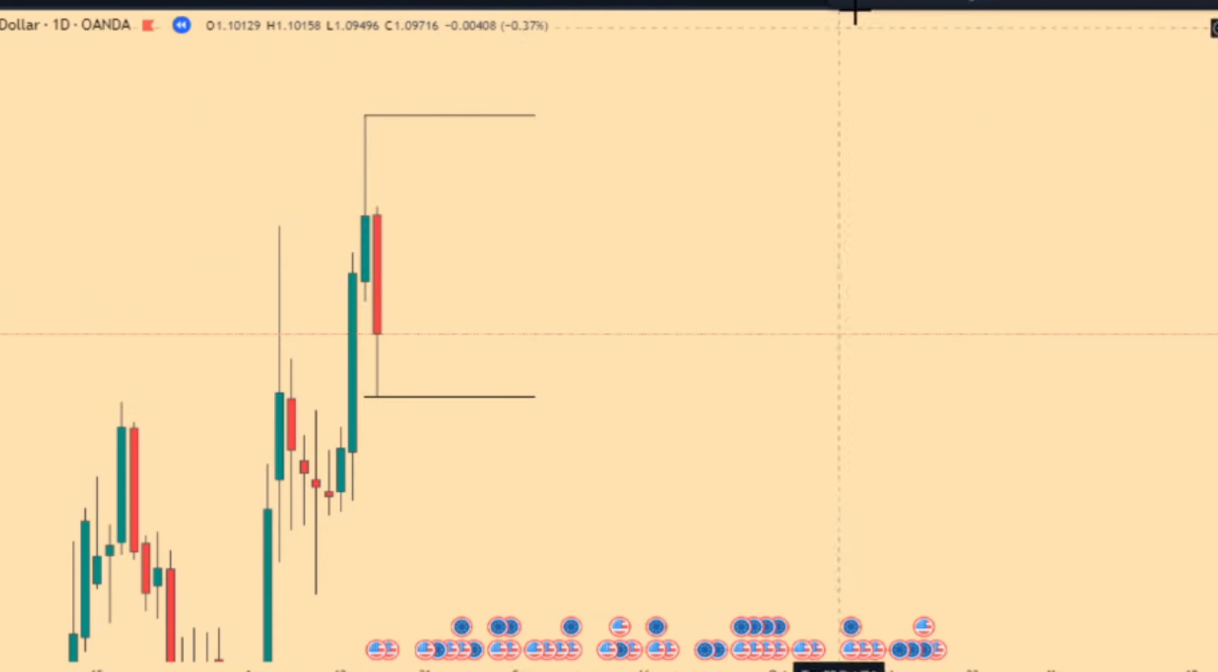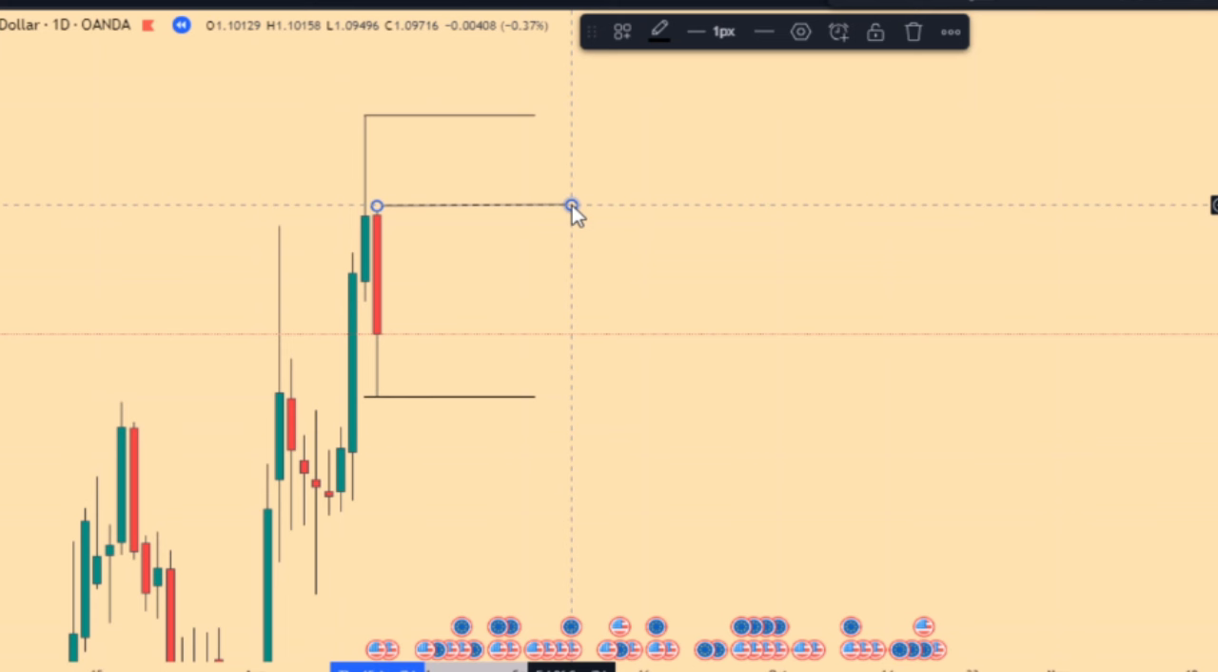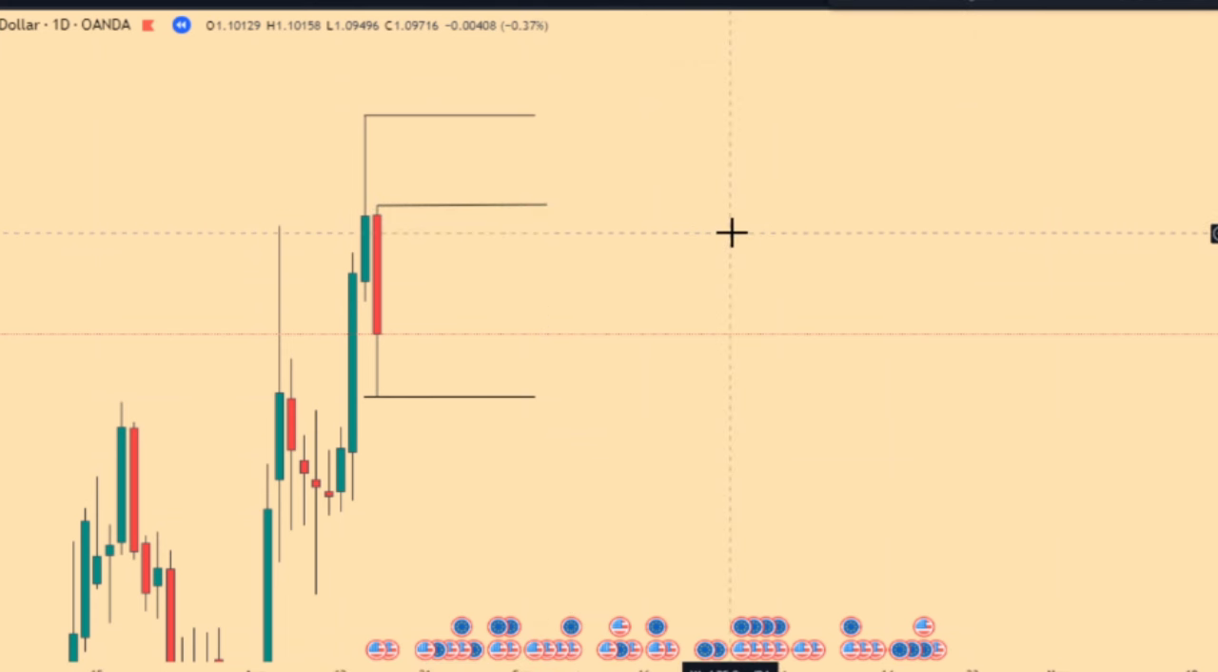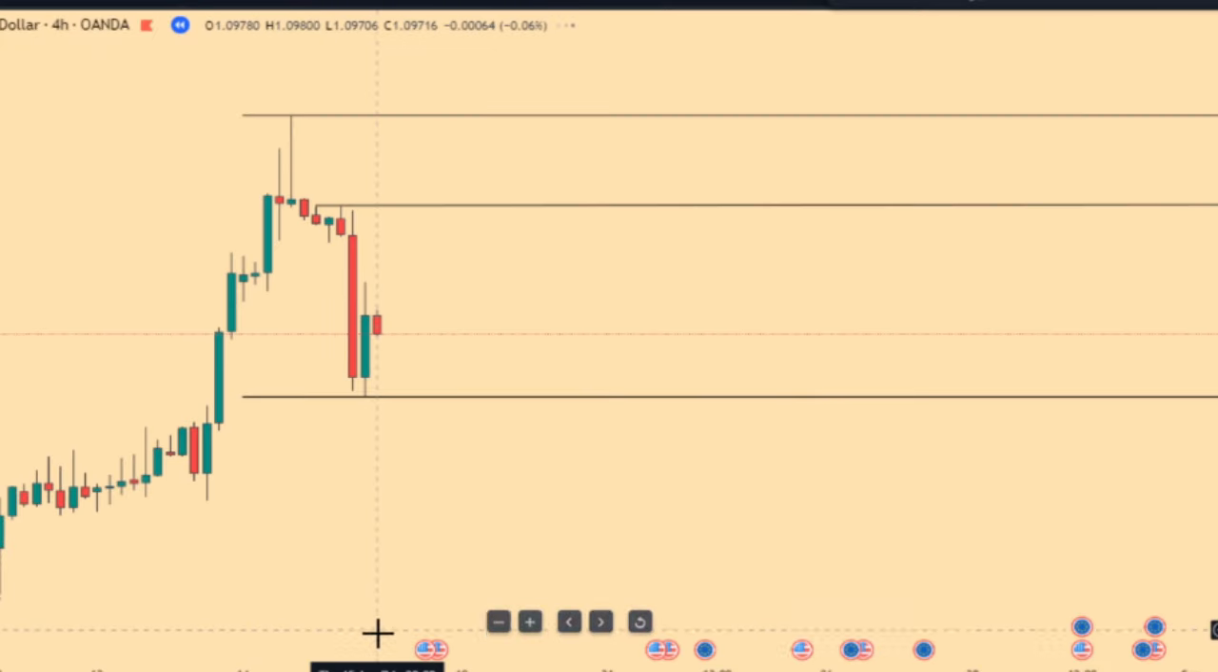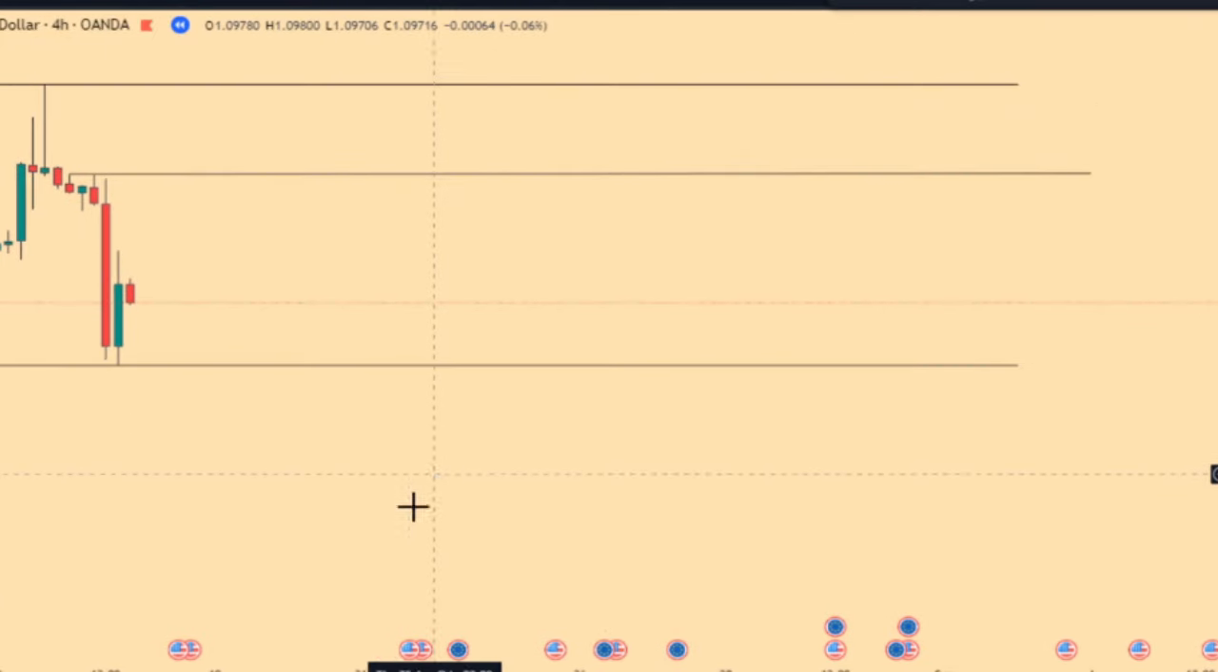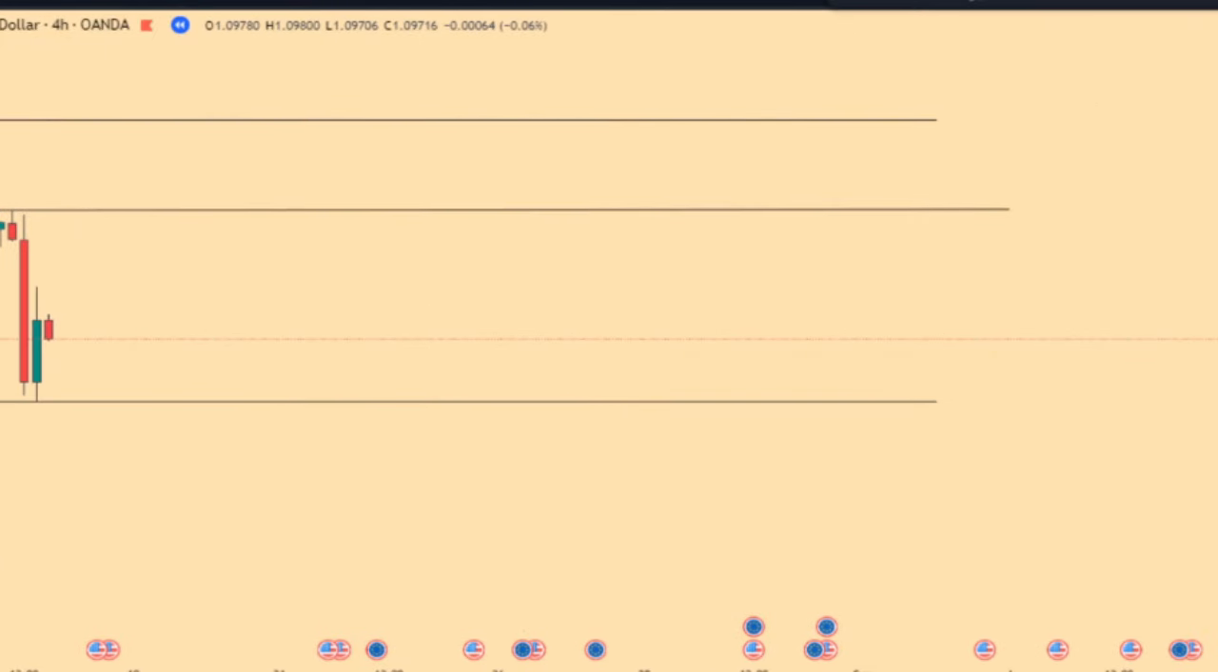This would be my TP1. Though I don't take partials, I only take everything, or the market takes me. I have to be generous sometimes to the market. Then now I wait and go to 4 hours. This is how I do it. Simple. I don't look at the other things.